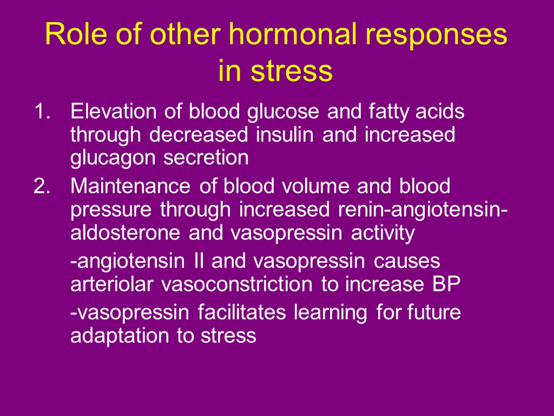And then maintenance of blood volume and pressure through increased renin, angiotensin, aldosterone, and vasopressin activity, which we talked about back with renal and cardiovascular. And you know angiotensin 2 and vasopressin spike your blood pressure because both of them cause your blood vessels to do what? Constrict. Yep. And then vasopressin, other than facilitating learning, which is interesting, it helps you with learning.